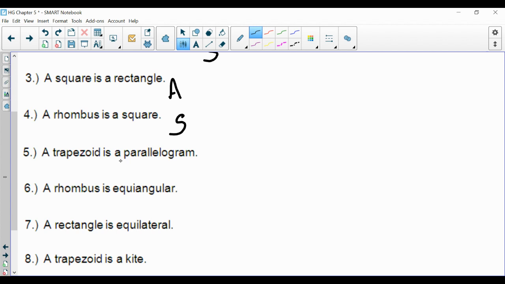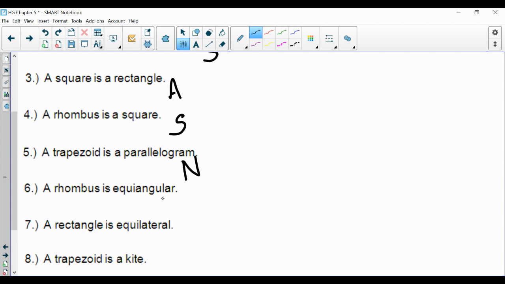And then number 5, I actually talked about this earlier in the video. A trapezoid is a parallelogram. That is never true because they are not connected directly, right? They are connected in the quadrilateral, but that's the only thing they're connected to.